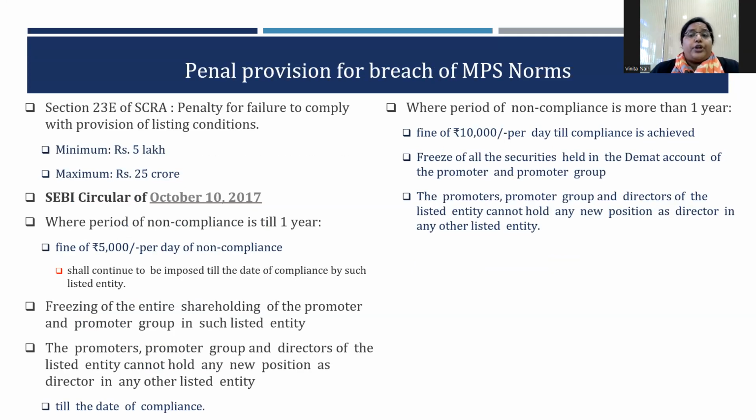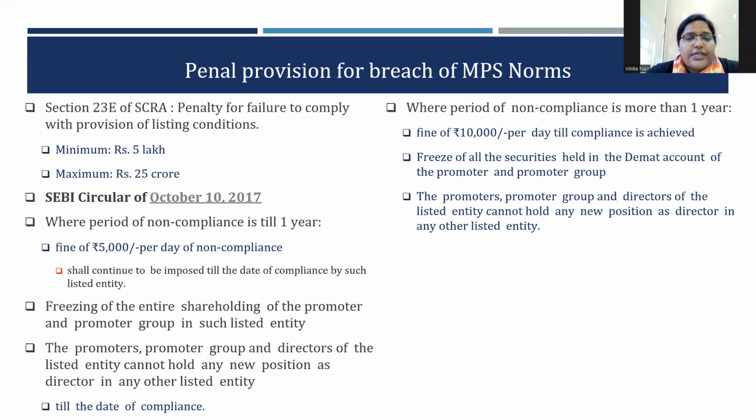Now, what happens if there is a potential breach? The breach could be either in the form of wrong classification as public shareholder, breaching the MPS norms and not bringing it to the 25% threshold within the timeline prescribed, or not reaching the MPS norms in the manner prescribed. So in each of these cases, it will be considered as a contravention, thereby attracting the penal provisions. Now, the penal provisions have been prescribed under Section 23E of the Securities Contract Regulation Act, which gives a minimum penalty of 5 lakh subject to a maximum of 25 crores.